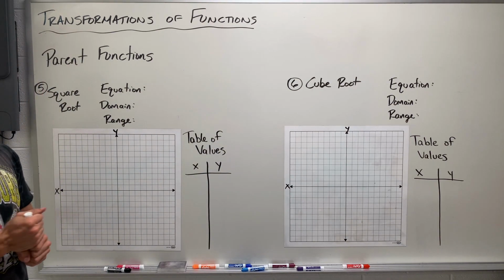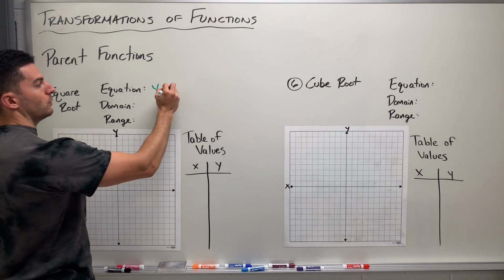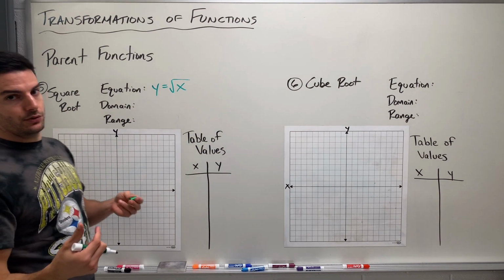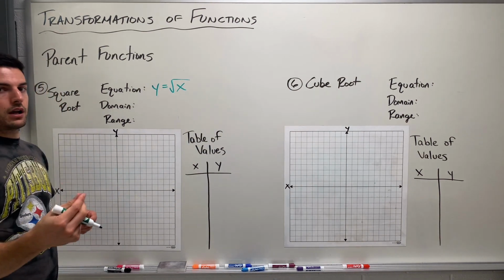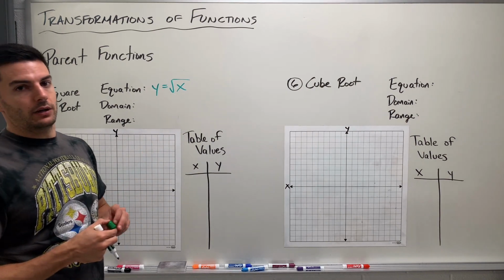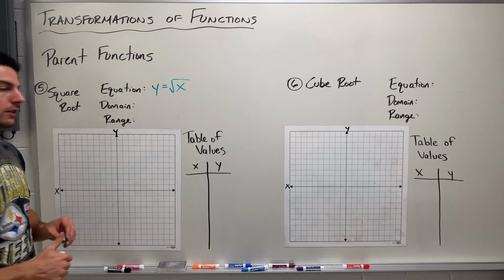Okay, the square root. As you can imagine, for this one, the equation would just be y equals the square root of x. So taking the square root, we're looking for what times itself would equal that number in the radical, or that's called the radicand. And then we'll find all the same information with these.